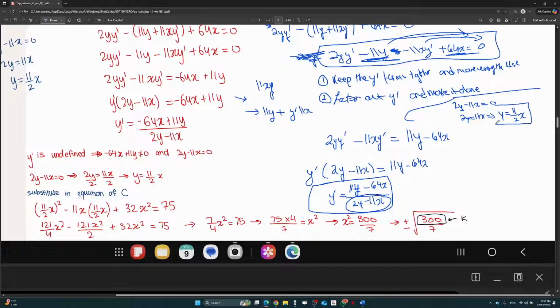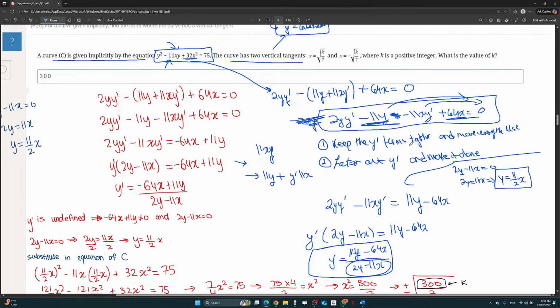Now, you really can't do much, again, but you have another expression with y and x. So what are we going to do? We're going to take this y is equal to 11 over 2 x, because we're trying to figure out what x is. We're going to substitute y in terms of x now. Y squared, so (11 over 2 x) squared, minus 11 x y. What's y? Again, it's 11 over 2 x, plus 32 x squared is equal to 75.